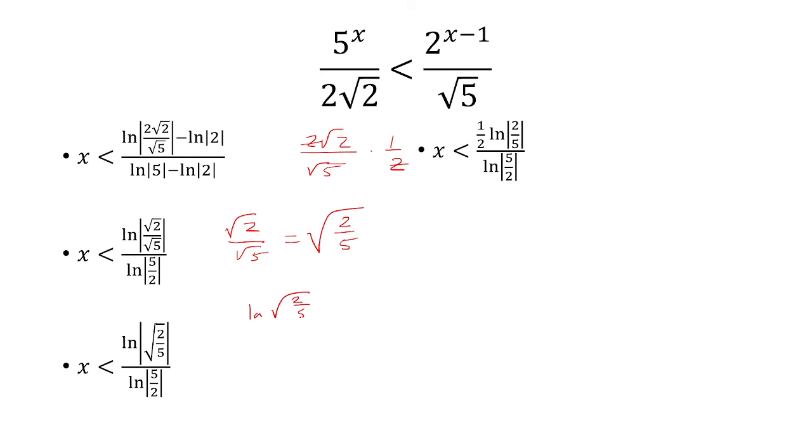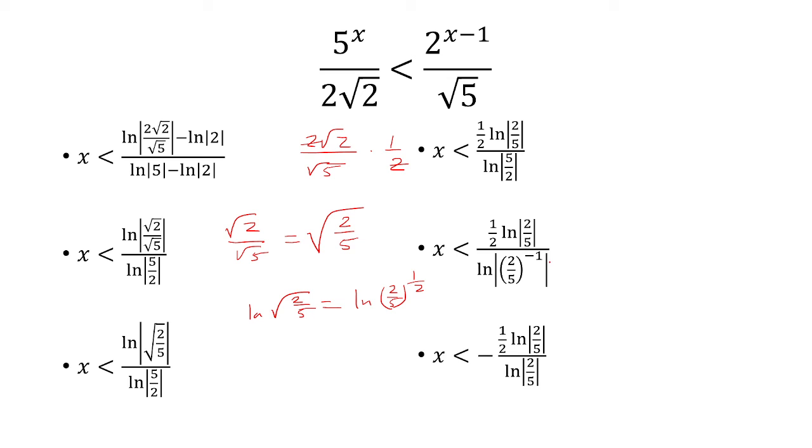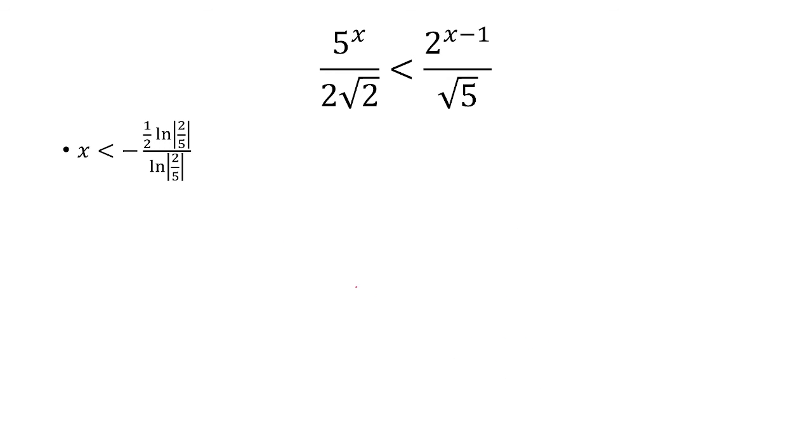And now this is the same thing as putting it to the 1/2 power. And so you can bring the exponent in front. And notice that 5/2 and 2/5 are reciprocals of each other. So I can rewrite 5/2 as 2/5 to the negative 1 power. And now this negative 1 can come out in front. And so the ln of 2/5 are going to cancel. And you'll be left with x being less than negative 1/2. And that is our final answer.